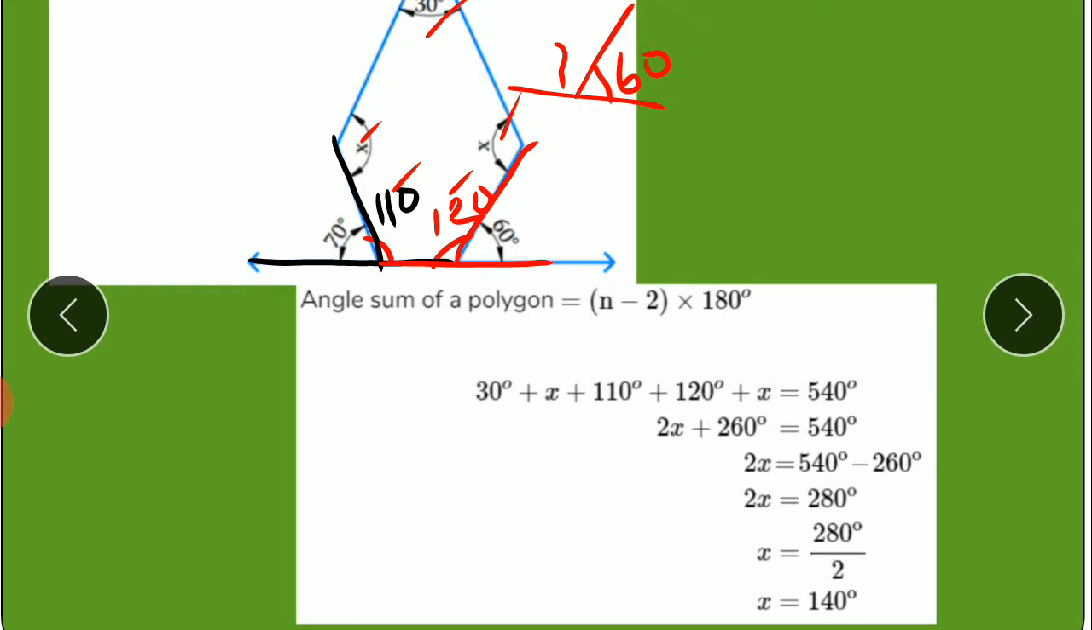To get the x value, this 2, which is under multiplication, becomes under division. 280 by 2, 140. So the x value is 140 degrees. That is, this angle is 140. Same, this angle also 140 degrees.